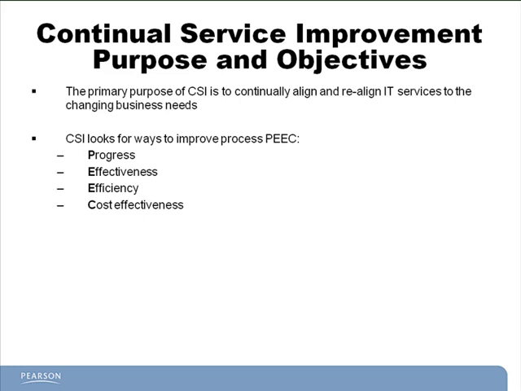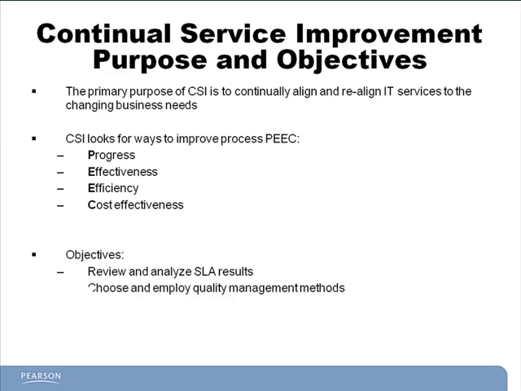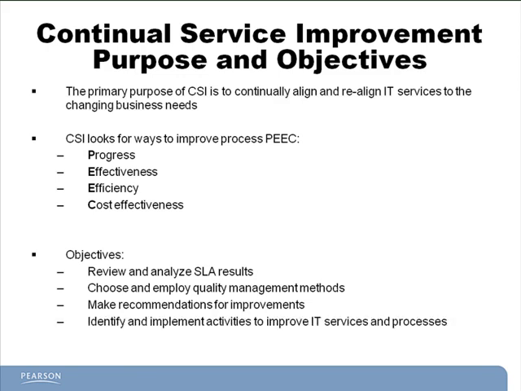The main objectives of CSI are to review and analyze SLA results, which we pulled from Service Operation, and then choose and employ quality management methods, and we'll show you 3 of these once we get to Lesson 2. Also, we make recommendations for improvements in this phase, and we identify and implement activities to improve IT services and processes. Lastly, we improve cost effectiveness without sacrificing customer satisfaction whenever possible.